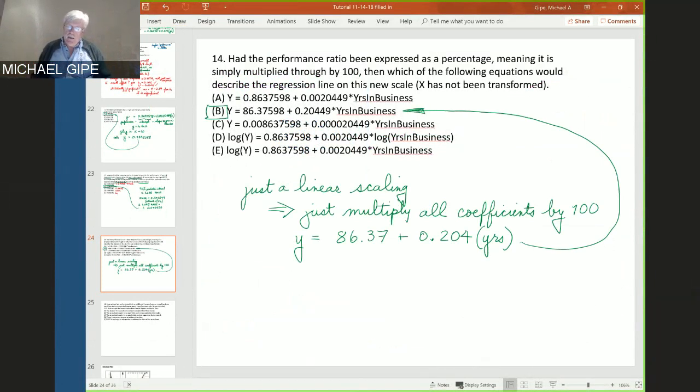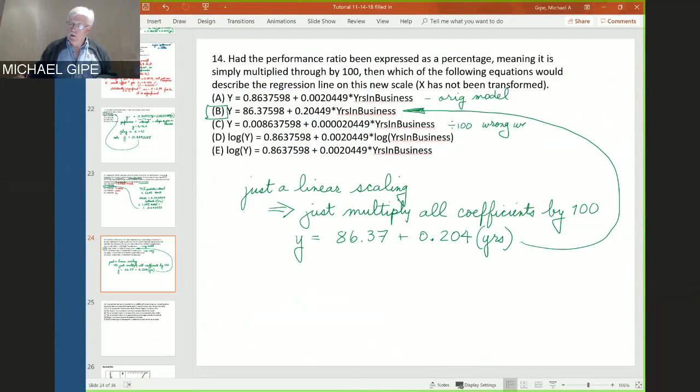How about A? A was the original model, right? I think so. Yeah. This is the original model. So that's going to be off by a factor of 100. C is the model divided by 100. That's the wrong way.